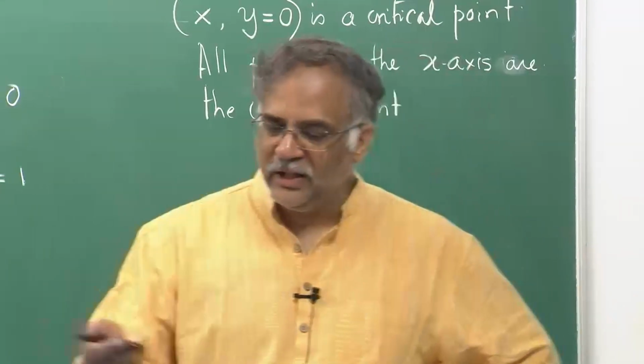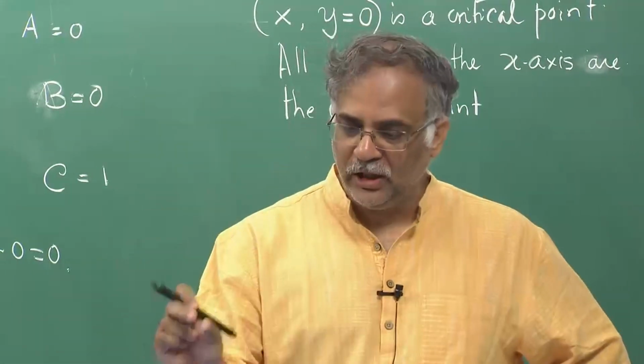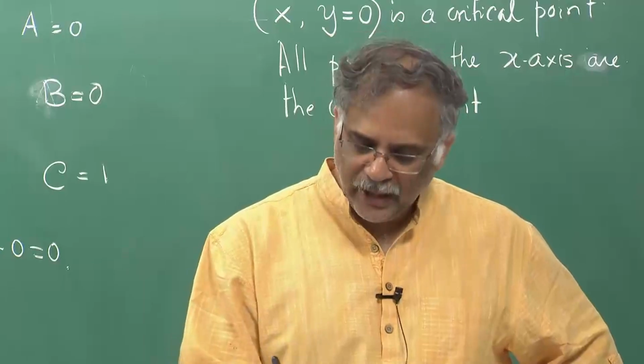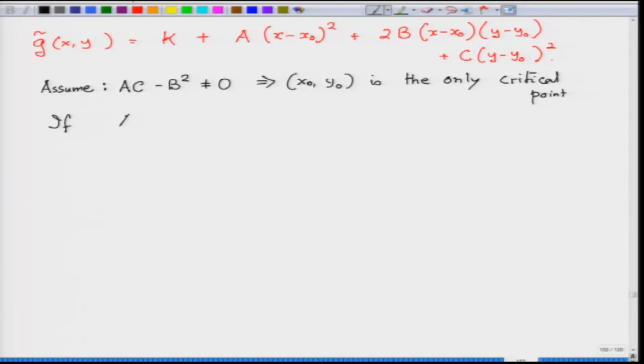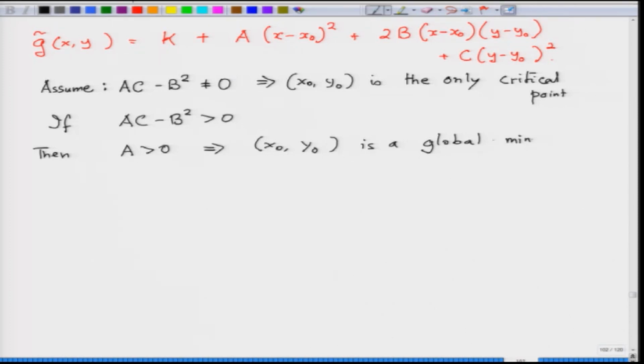Now, what would happen in this particular case? So, we have to determine x naught y naught. Again, if AC minus B square is strictly bigger than 0, then A greater than or equal to 0 implies x naught y naught is a global minimizer for G tilde.